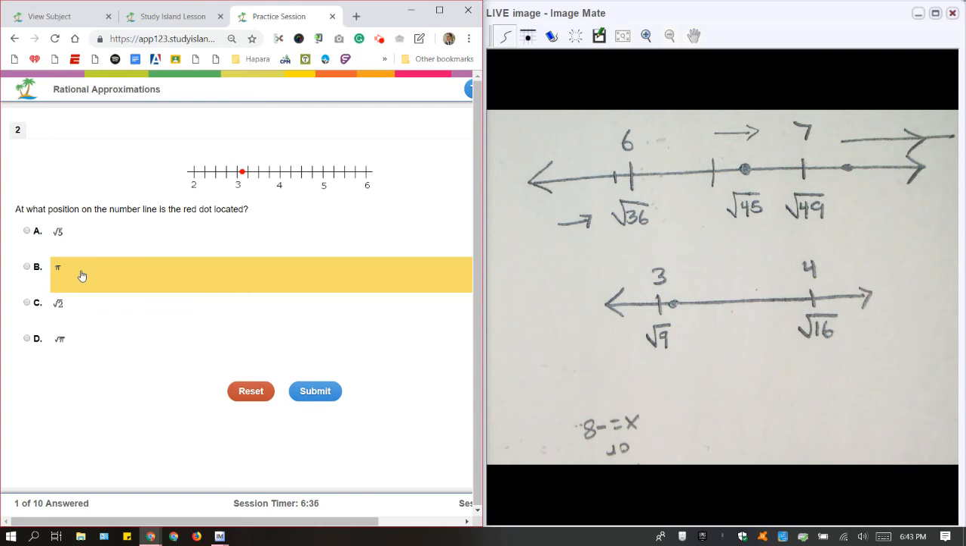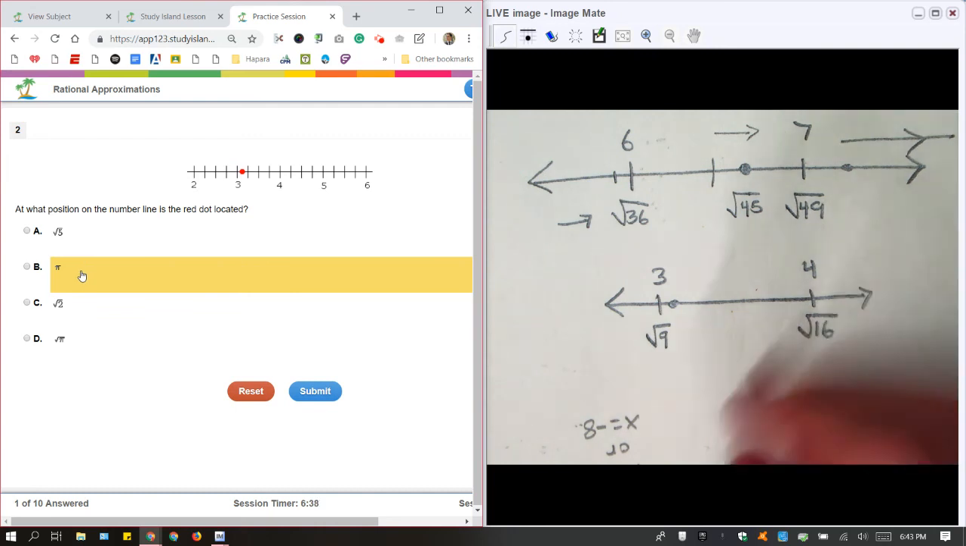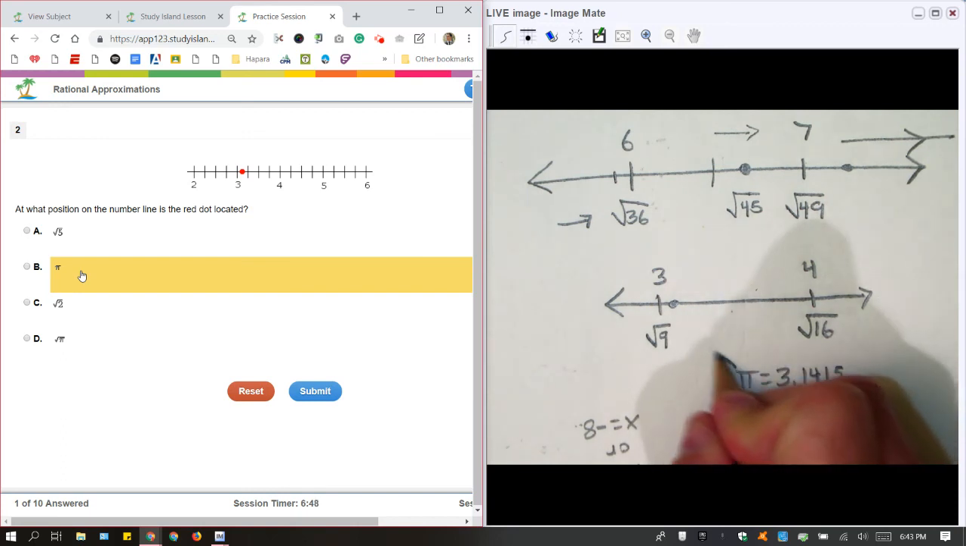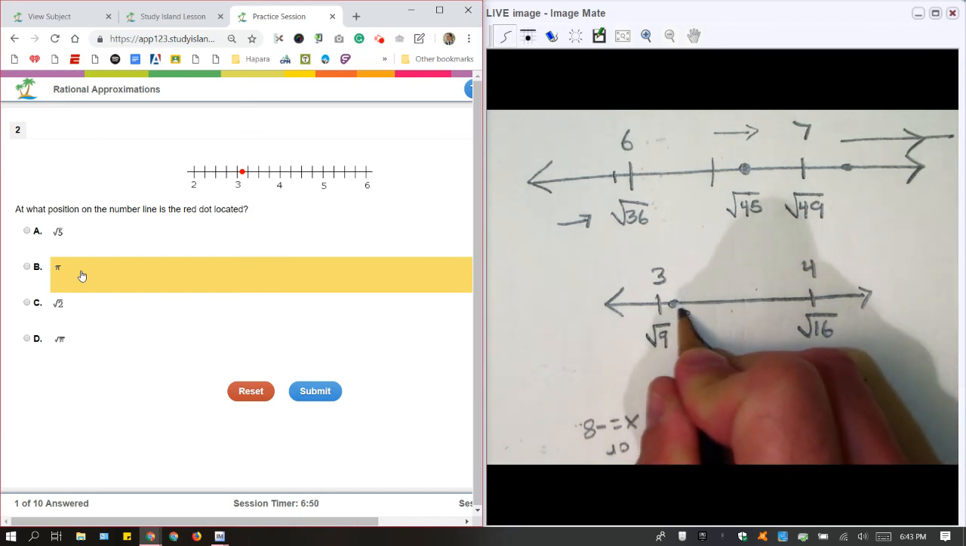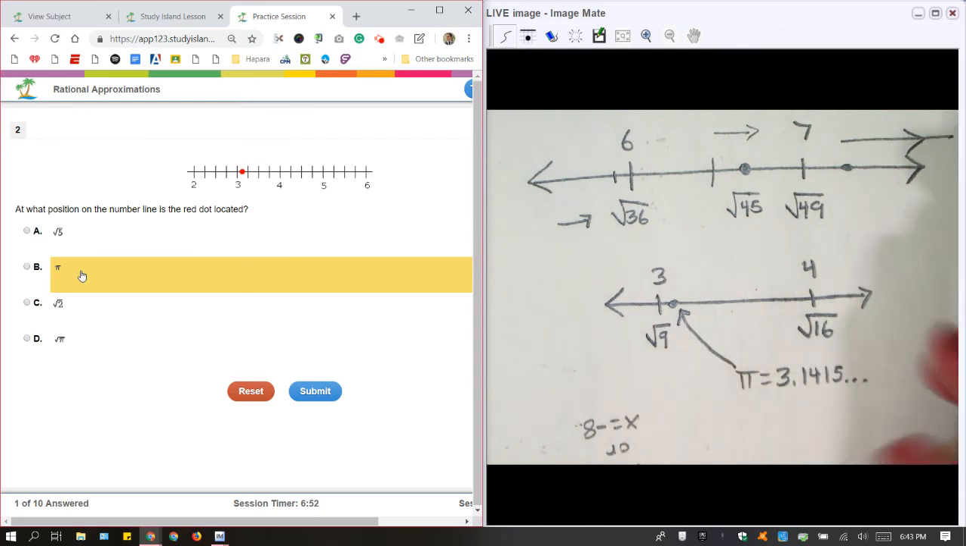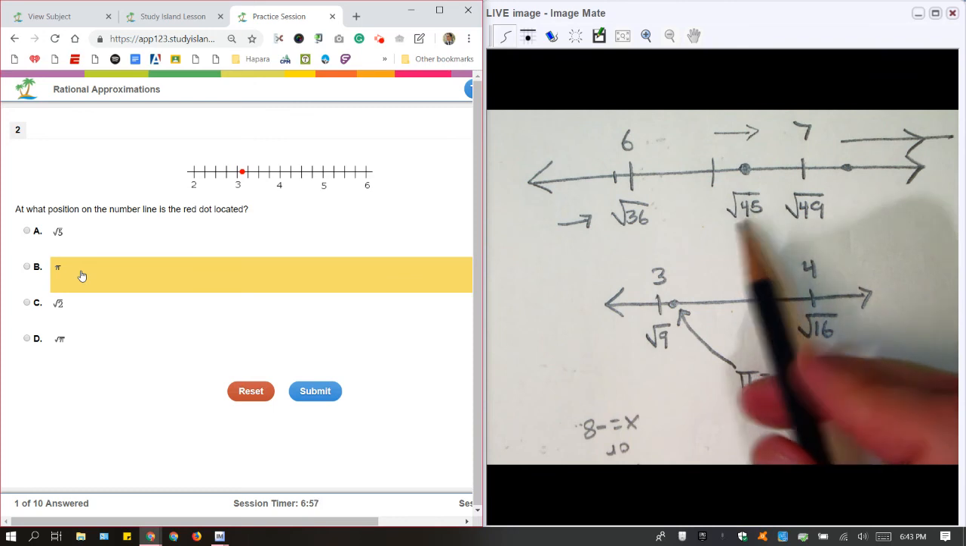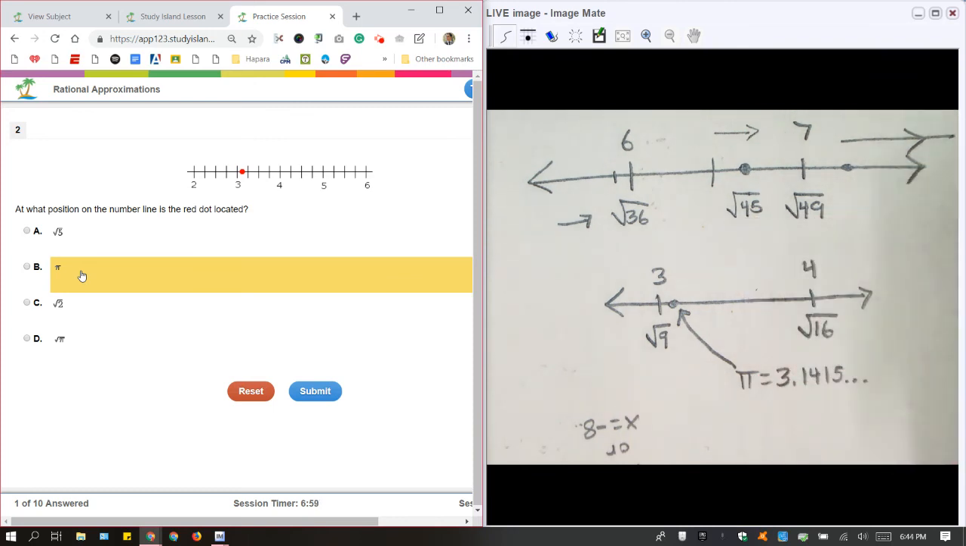Pi? Well, hey, pi. What is pi? You know that pi is equal to 3.1415, etc., etc., etc. Pi is an irrational number. So maybe that's it. Maybe they're not asking for a square root this time. They're asking for a different irrational number. Because the square root of 45 is an irrational number. The square root of anything that's not a perfect square is an irrational number, just like pi is.